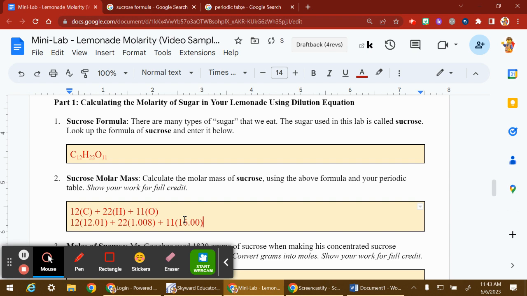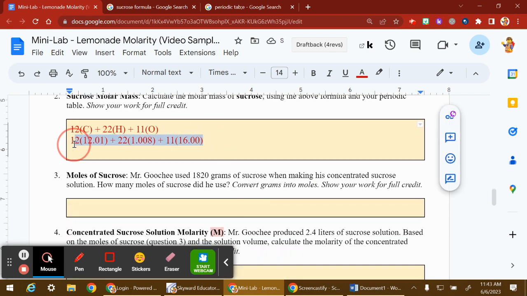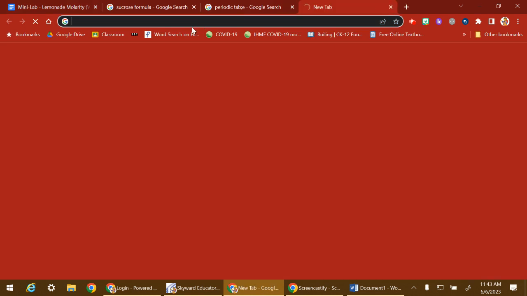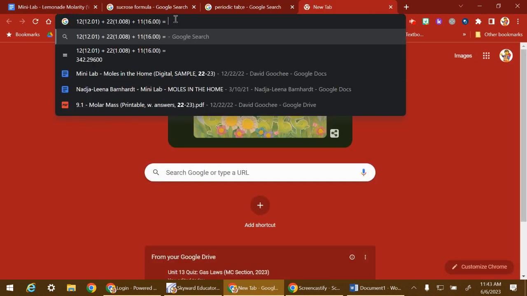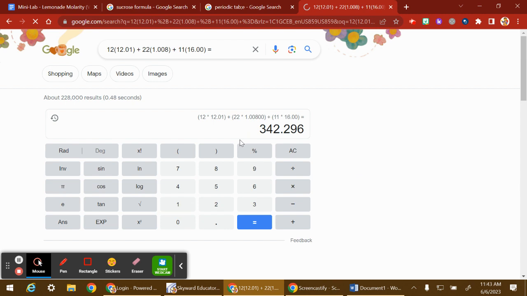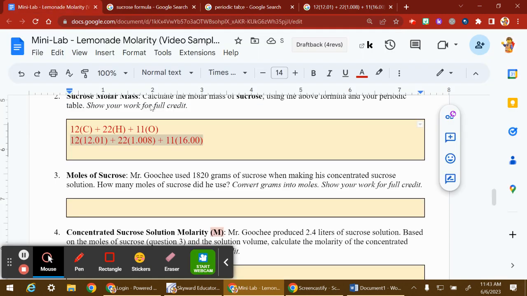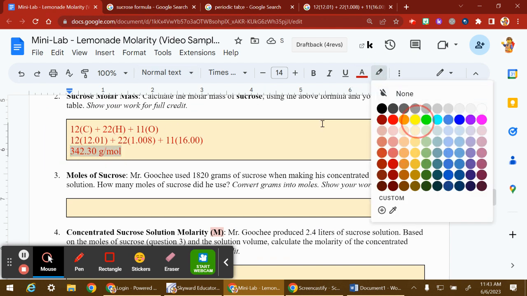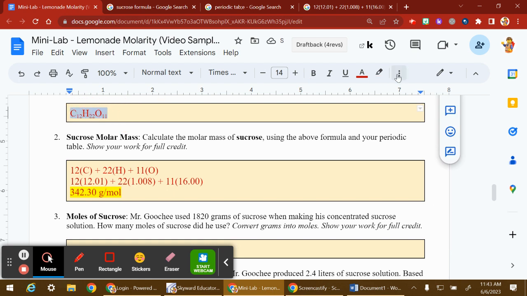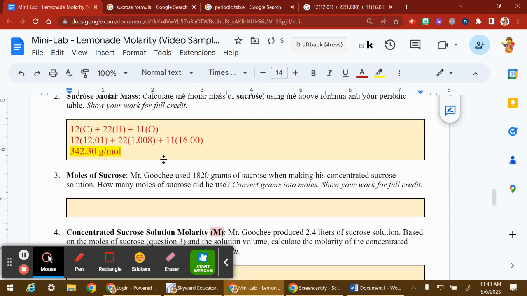So what is that altogether? Well, since I'm doing this in my browser, I'll just put it in here. What does that equal? It equals 342.296 or 342.30 grams per mole. So that is the molar mass of sugar. Gonna highlight my answers to make them easy for Mr. Gucci to read.